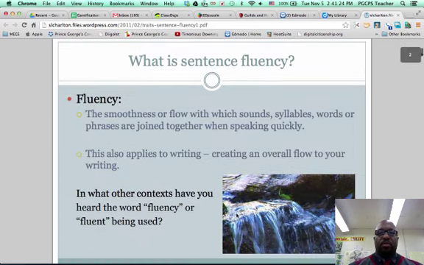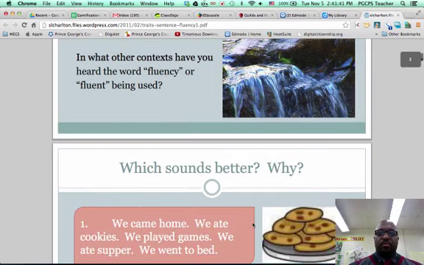So what is sentence fluency? Fluency is the smoothness or flow with which sounds, syllables, words, or phrases are joined together when speaking clearly. This also applies to writing, creating an overall flow to your writing. So what other contexts have you heard the word fluency or fluent being used?